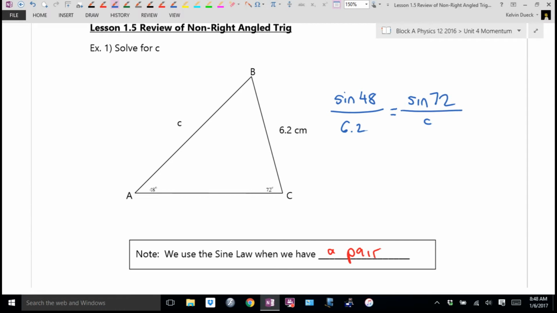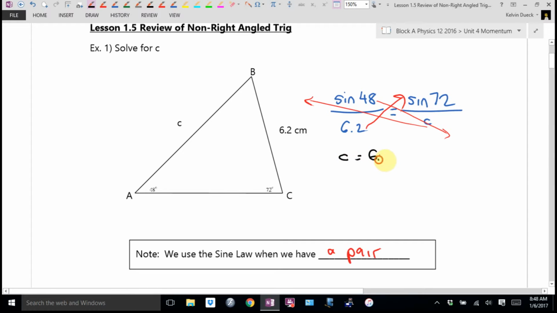In fact, we're going to solve this by cross-multiplying, sort of. I'm going to multiply the c to there, the 6.2 to there, and I'm going to divide the sine 48 to there. Can we do that in one step? We've gone far enough, I think. The c is going to be there. It's going to be 6.2 sine 72 divided by sine 48.